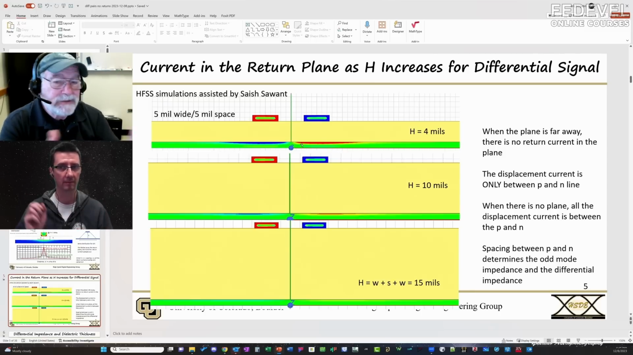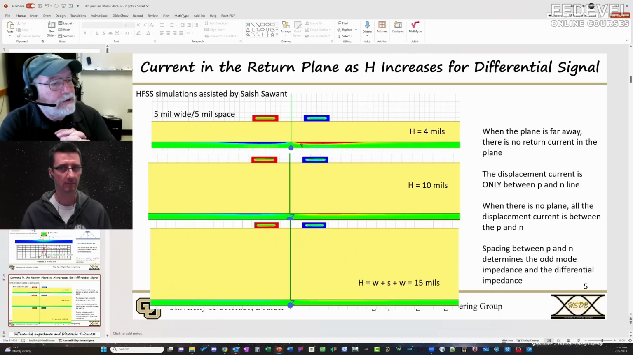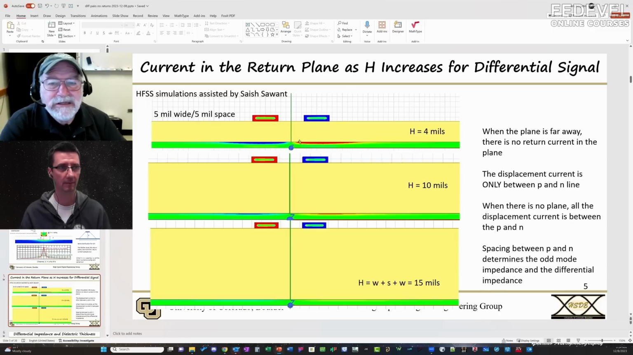And it's absolutely true that where the return currents overlap, they cancel out, and we don't have any return current there. But it's only 10% of the return current that cancels out. And that means that this guy's carrying about 10% of his return current and vice versa.